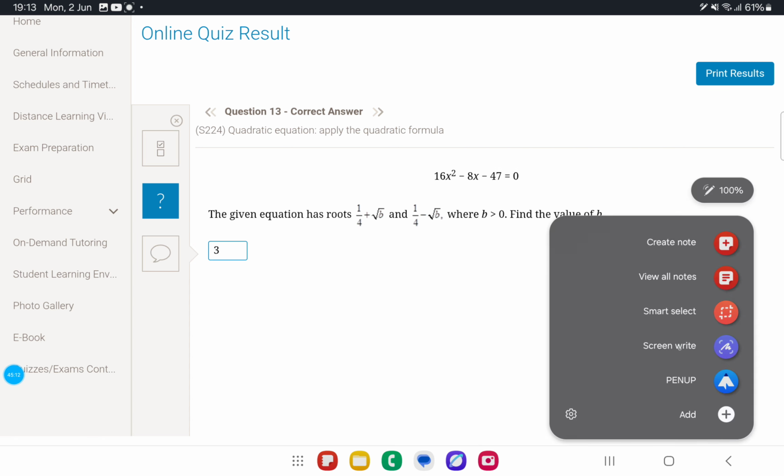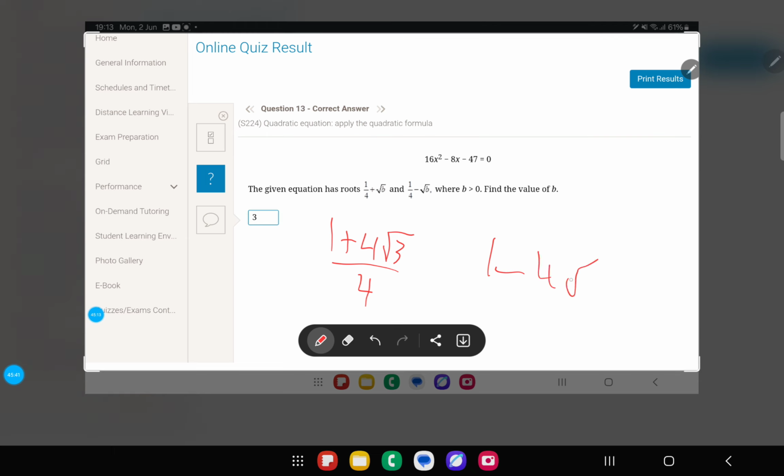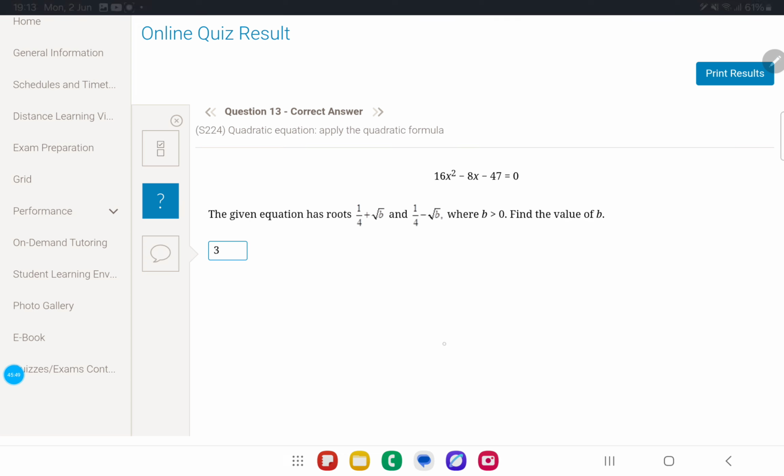Now we're gonna do the same thing here. We're gonna factor it. Using the calculator, you're gonna get 1 plus 4 radical 3 over 4. Okay? So they want us to find the number in the radical. You're gonna get also 1 minus 4 radical 3 over 4. They want us to find the number in the radical, which is 3. Exactly. That's how it is. Okay?